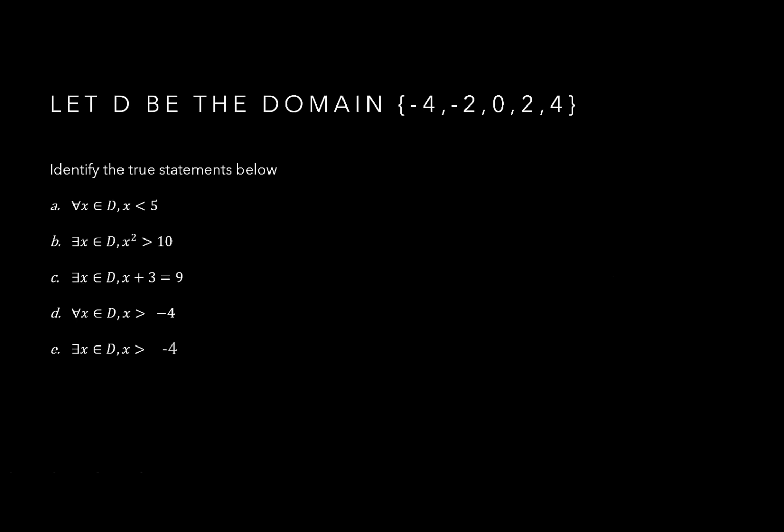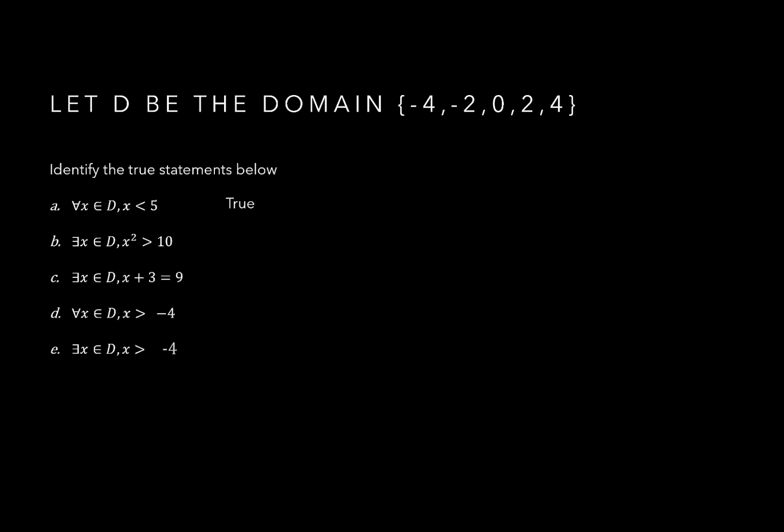In our next example, we're going to use the same domain D, which is the set of numbers -4, -2, 0, 2, and 4, to test the quantifiers. The first one says for every x in D, x is less than 5. This is true. All of our numbers, -4, -2, 0, 2, and 4, are less than 5, so we say true.